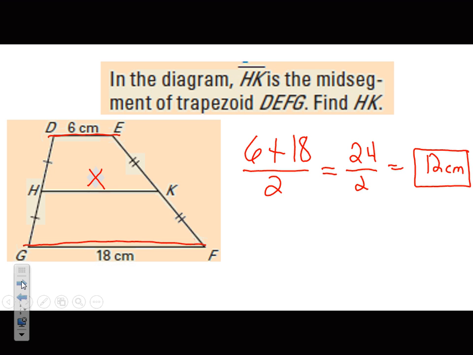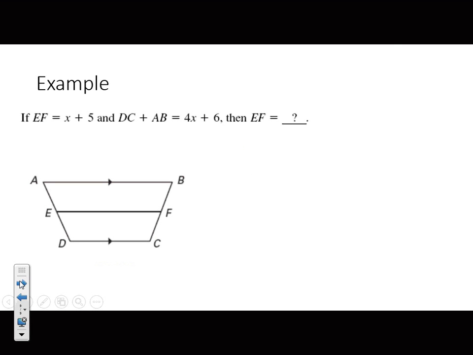All right, moving on to the last example. So this last thing you need to get into your notes, please. If segment EF equals x plus 5, so I'm going to plug that in here, E to F, I'm going to put x plus 5, and DC plus AB equals 4x plus 6, find EF. So if I've already added them together, those two added together already equal this, so I'm going to put 4x plus 6. And remember, we have to divide it by 2 equals EF, which is x plus 5.